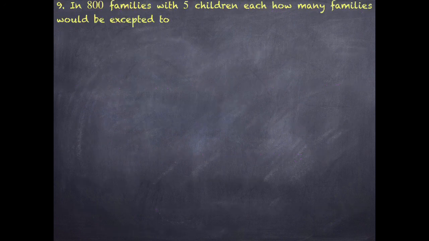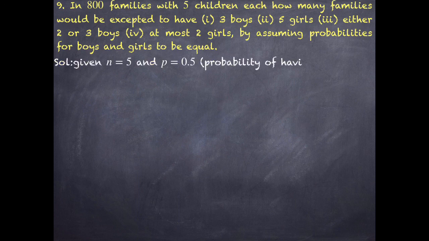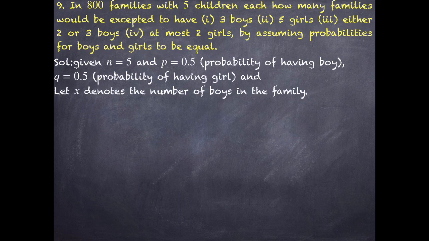The next problem: in 800 families with 5 children each, how many families would be expected to have 3 boys, 5 girls, either 2 or 3 boys, or at most 2 girls, assuming the probabilities of boys and girls are equal. So given n is equal to 5, which means each family contains 5 children. P is equal to 0.5, that is the probability of having a boy. Q is equal to 0.5, the probability of having a girl. Okay, and X denotes the number of boys in a family. If you want, you can go with girls also. Now I will choose X to denote the number of boys in a family.